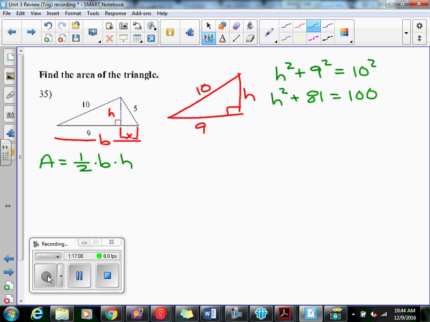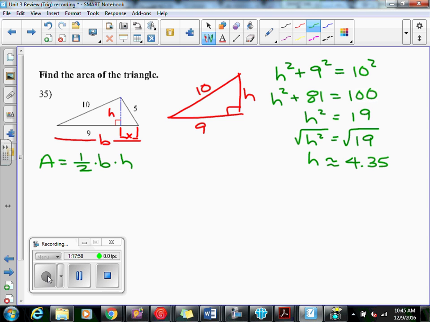Now I want h by itself, so what do I have to do? Subtract 81. So h squared is equal to 19. Now what do I have to do next? With the radical on there, take the square root. So the square root of h squared is equal to the square root of 19. Now this is going to be a decimal. It's between 4 and 5, so h is approximately what? 4 point what? Did you put it in there or did you just guess it? Okay, come on, tell me exactly. 4.35. Okay, so it's approximately 4.35. That's going to be the height for the triangle.